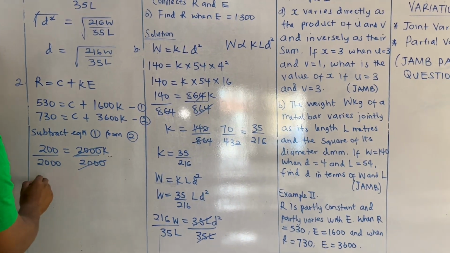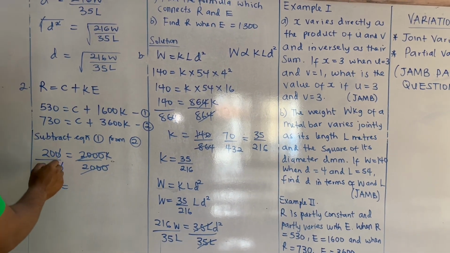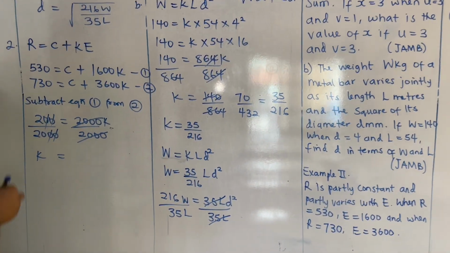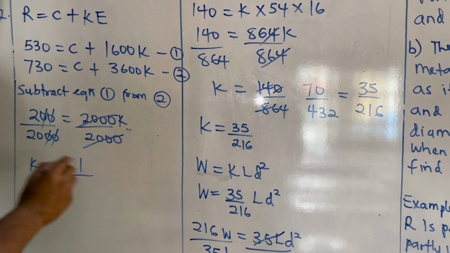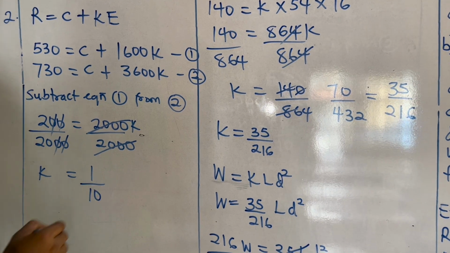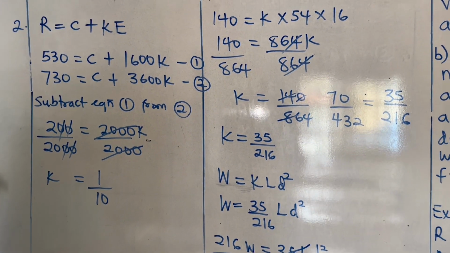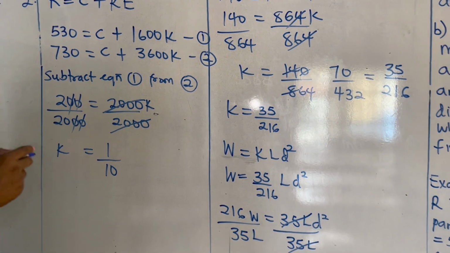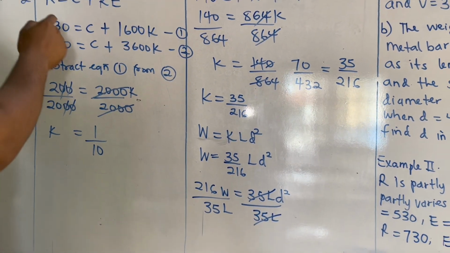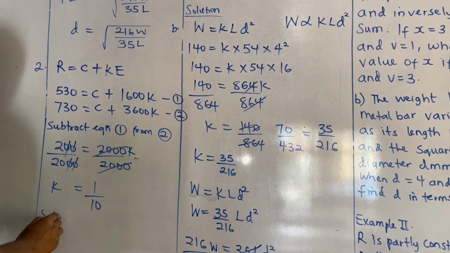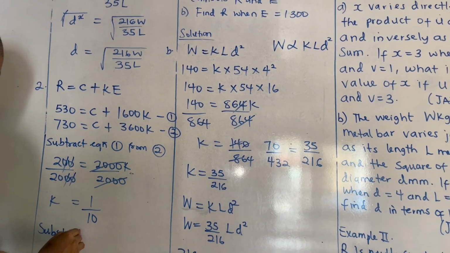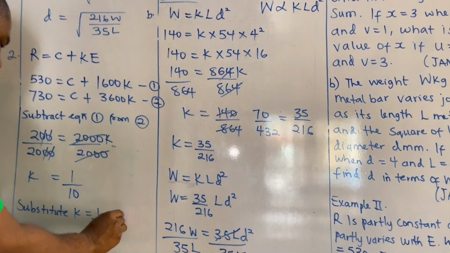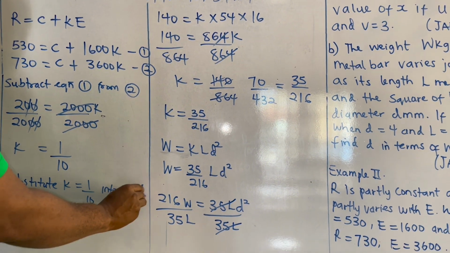This is off. So K is equals to 0 cancel 0, 0 cancel 0. So I'm left with 2 over 20. So 2 goes into itself, 1 goes into 20, that's 10. So in this case, we have derived K to be 1 over 10. So we are going to substitute K into the first equation. So substitute K equals to 1 over 10 into equation 1.